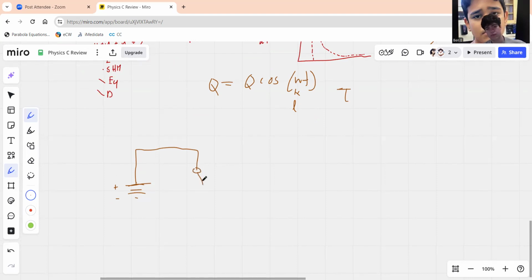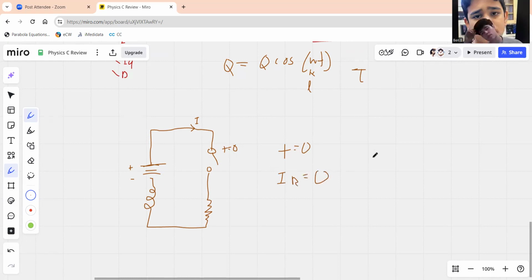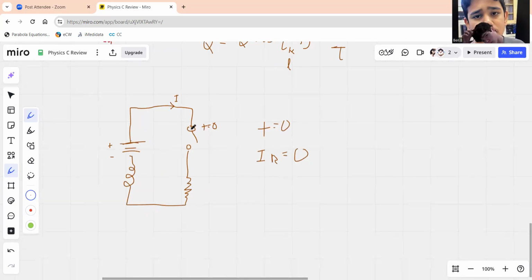So we have a current, I, but initially we have an open switch, a resistor, and then we have our slinky, which is also called an inductor. So at time t equals 0, the switch is closed, and I through the resistor equals 0.